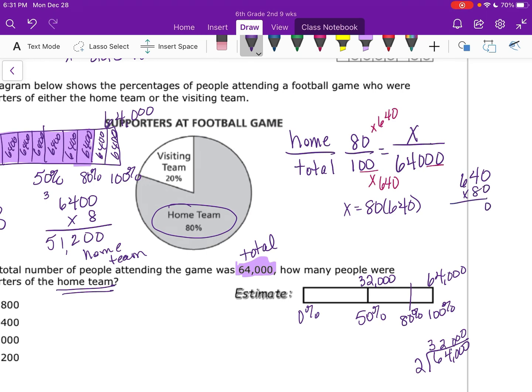Okay, when you multiply with a 0 at the bottom, you just bring it down, and then you say 8 times 0 is 0. 8 times 4 is 32. 8 times 6 is 48. 49, 50, 51. So X is 51,200.